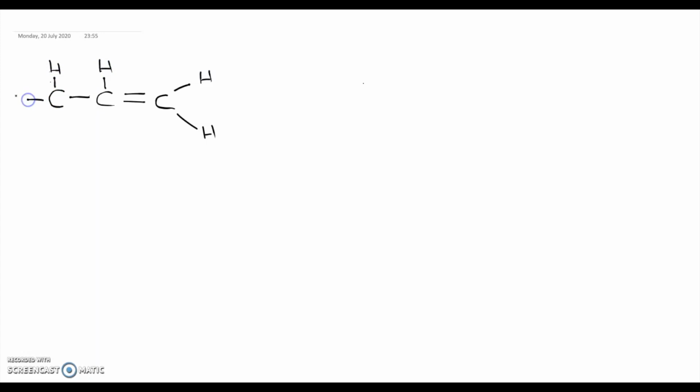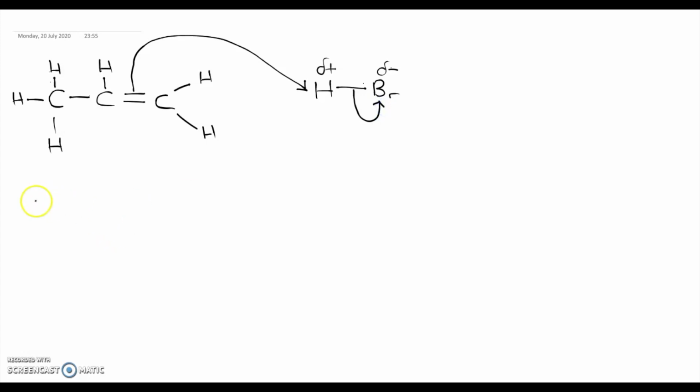So I'm going to draw in my propene molecule, and then I'm going to draw a HBr molecule with a delta plus hydrogen and a delta minus bromine, because there's a dipole here because bromine is more electronegative than hydrogen. And I'm going to draw a double-headed arrow from the middle of the double bond towards this delta plus hydrogen. And this will cause the hydrogen bromide bond to break. So I'm drawing another double-headed arrow here.